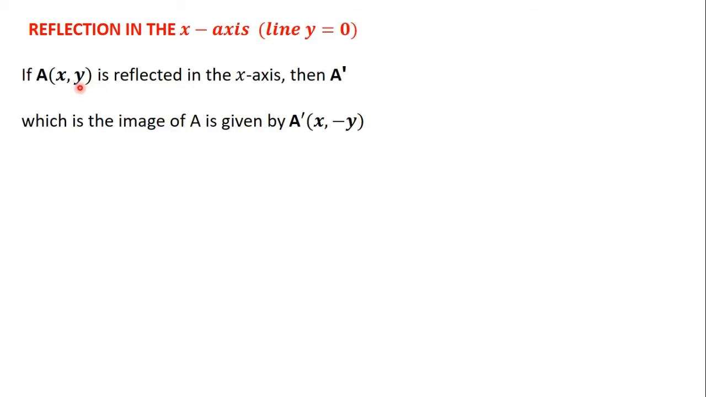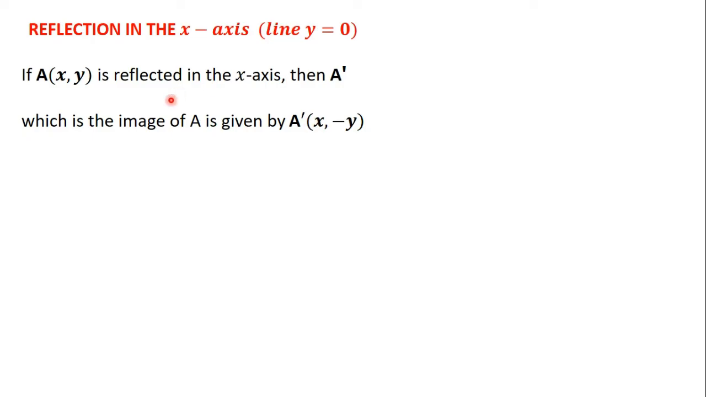If point A with coordinates (x, y) is reflected in the x-axis or the line y is equal to 0, then A prime, which is the image of A, is given by A prime with the coordinates (x, -y). In this topic, when I use A prime, B prime, C prime, D prime, and so on, I'm referring to the images of A, B, C, D, and so on. So for example, when I use F prime, I'm referring to the image of F. When I use D prime, I'm referring to the image of D. I hope you get the picture.